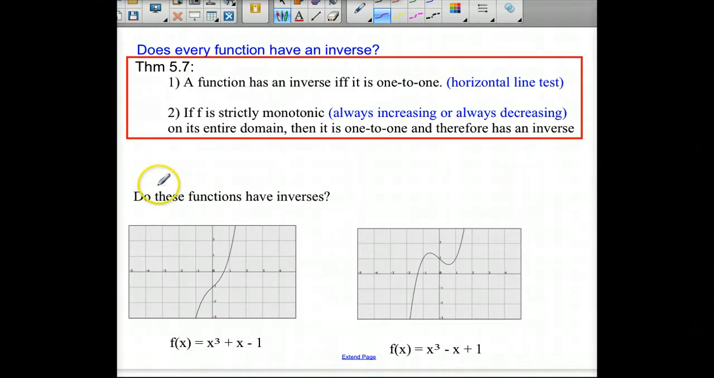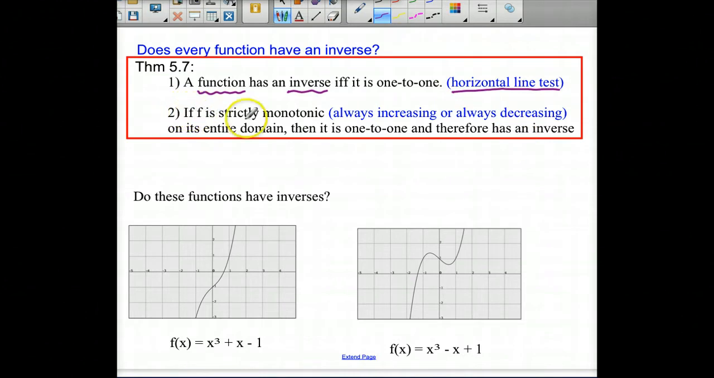Does every function have an inverse? No, it does not. Theorem 5.7 says that number one, first of all, in order for a function to have an inverse, it has to be 1 to 1. That means a function, first of all, has to pass the vertical line test, where you drop a vertical line through and it only crosses the graph once. But for the function to have an inverse, you have to be able to pass the horizontal line test.